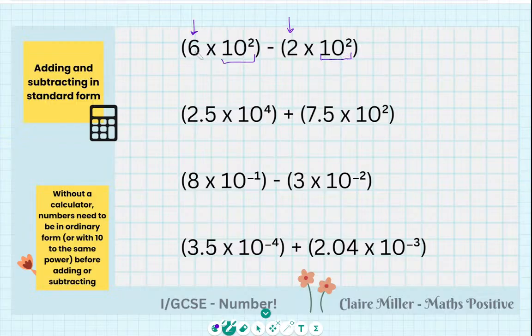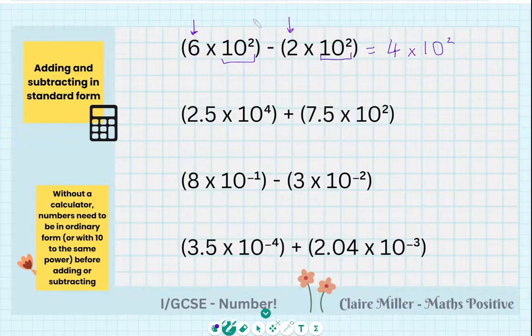So in this number, the 6 and the 2 are both in the hundreds column. So we could do 6 take away 2, that's 4. And that gives us our answer. At least that gives us the number of hundreds. So our answer here would be 4 times 10 to the power of 2.